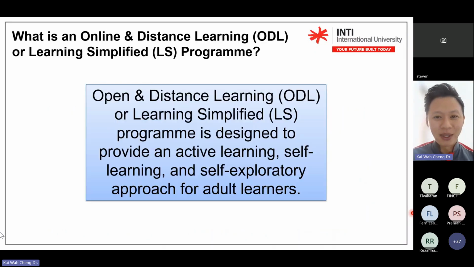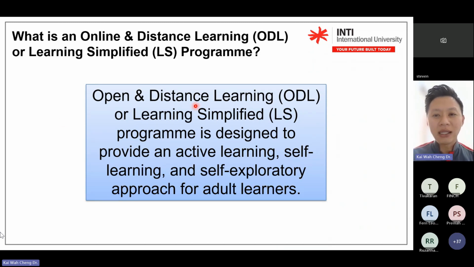All right. So first and foremost, I believe all of you have already seen the term ODL, or online and distance learning, on your enrollment letter. Okay, but actually, what is an ODL program? From the INTI perspective, we call it the LS program, Learning Simplified. So what is this? Maybe let's look at the brief definition here.